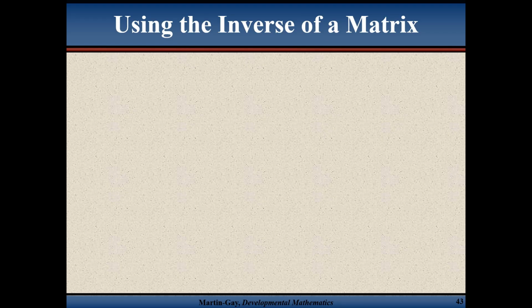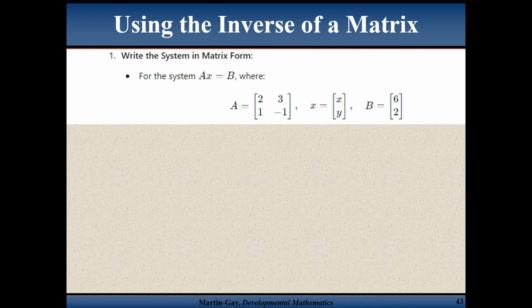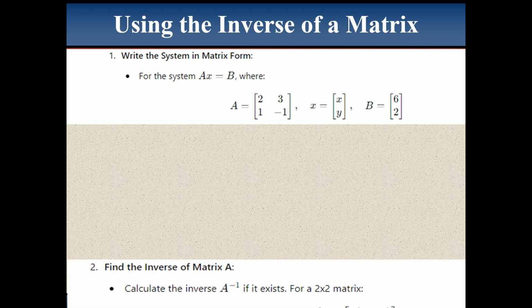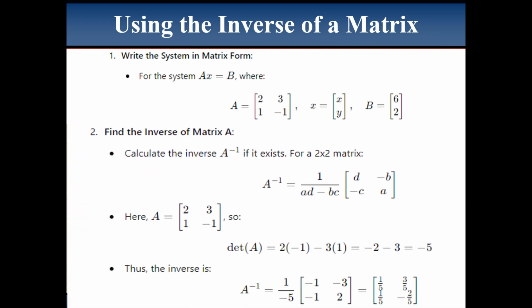So using the inverse of a matrix, write the system in matrix form. For the system, it's AX equal B. So find the inverse of the matrix A. You calculate the inverse, A inverse, if it exists, for a 2 by 2 matrix. I remember that A is the numbers from the equation, B is the result, and X is the variables.